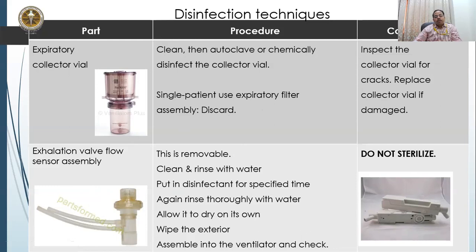put it in a disinfectant for the specified time as recommended, then take it out of the disinfectant agent, clean again or rinse with water, allow it to dry on its own. After wiping, assemble to the ventilator. Remember one thing, whenever you are removing these parts of a ventilator, cleaning it, reattaching it, always do a pre-use check before you start ventilating a patient.